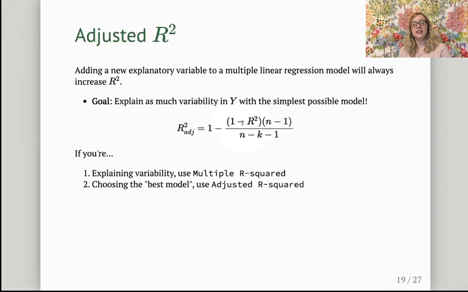This takes the original R squared value and shifts it downward based on the number of observations in the sample and the number of variables in the model. So depending on what your goal is, you might choose one R squared over the other. Now, most of the time in this class, we're going to be trying to explain variability in our model. So we'll use the multiple R squared. However, if your goal is to choose the best model, you should be using adjusted R squared instead.